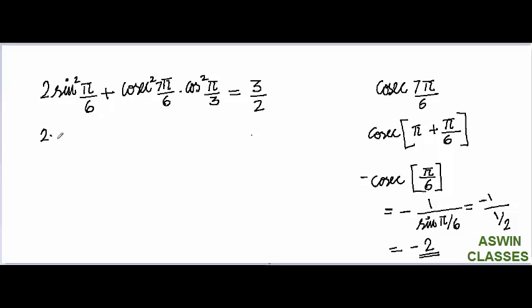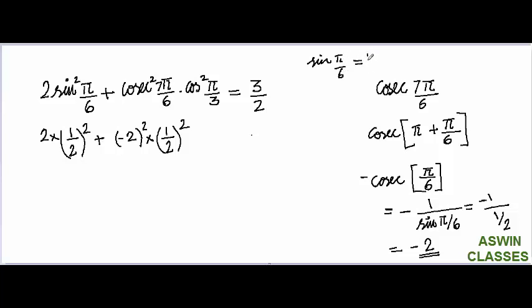2 into sine 30, so 1 by 2 square, plus this one is actually minus 2, minus 2 square into cos 60. Cos 60 is equal to 1 by 2, so 1 by 2 square. Sine pi by 6 is equal to 1 by 2, which is sine 30, and cos pi by 3 is cos 60, which is again 1 by 2.